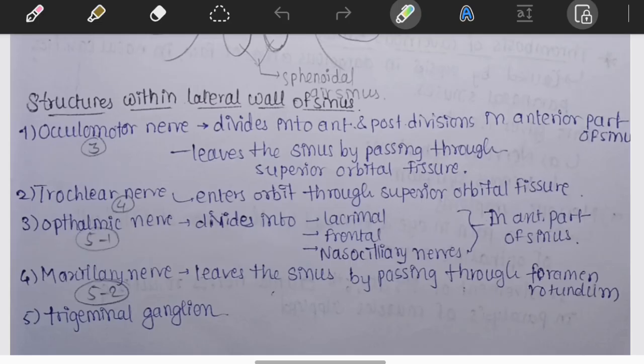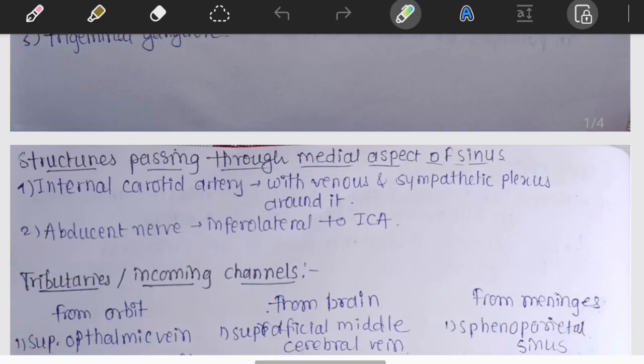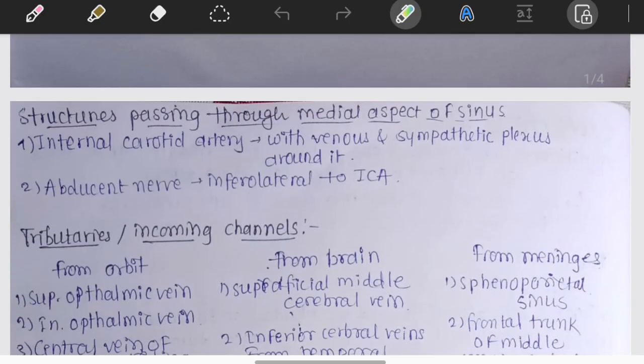Structures passing through the sinus itself. Let's begin. First one is the internal carotid artery. Why would the artery pass through the venous sinus? Because the internal carotid artery is carrying oxygen-rich blood to the brain. Its route naturally passes through the cavernous sinus. Around this artery lies the sympathetic nerve plexus. And remember this association: internal carotid artery plus sympathetic plexus.